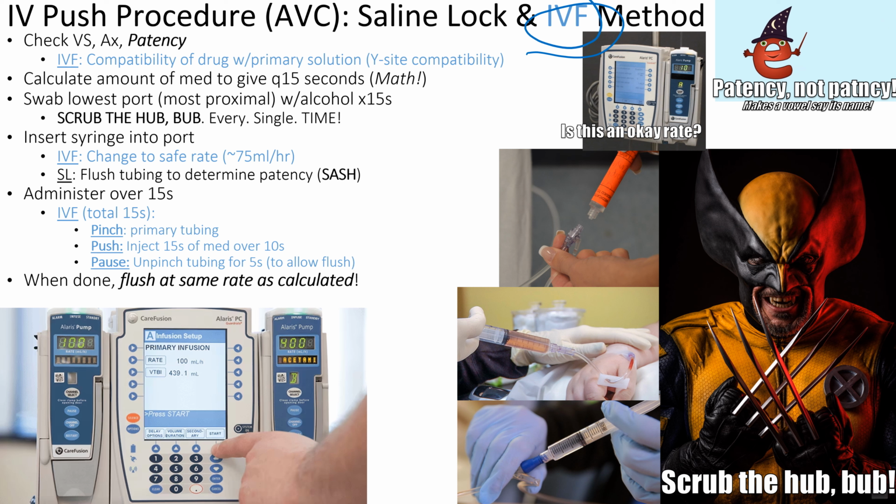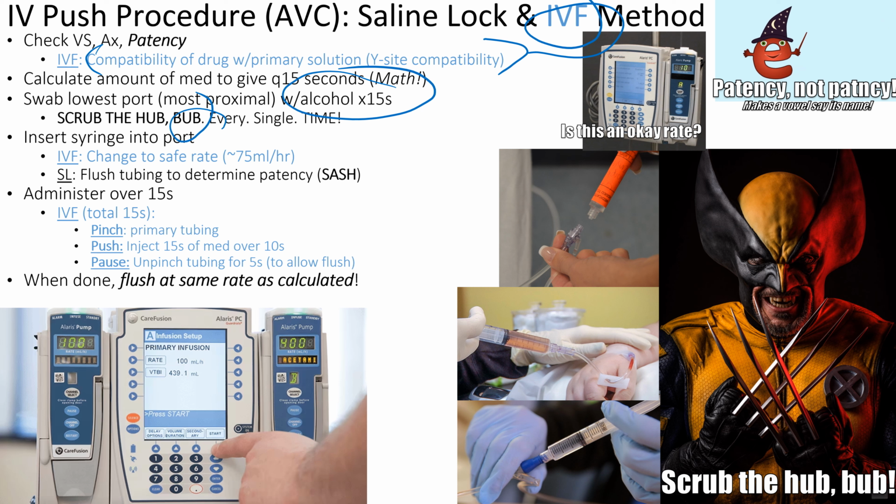So first you check your vital signs, your allergies, and whether your IV is patent. If IV fluids are infusing, you have to make sure the IV fluids you're going to give this medication with are compatible. Then calculate the amount of med to give every 15 seconds. You do math to figure out what that's going to be. You're going to swab the lowest port, the most proximal, ideally closest to the patient if you can. Otherwise, you're going to scrub the hub, right?